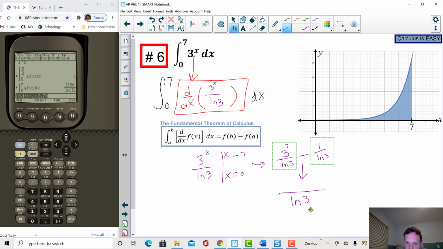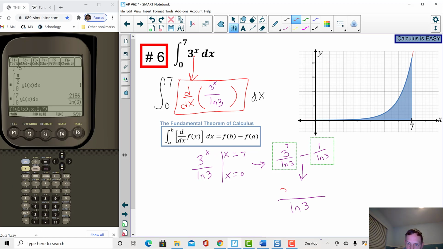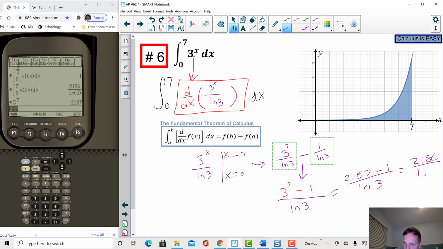We have an ln of 3 on the bottom, and the top is going to be 3 to the 7 minus 1. Let's find out what 3 to the 7 is. It's going to be 2187. So we are getting the same thing, 2186 over ln of 3.